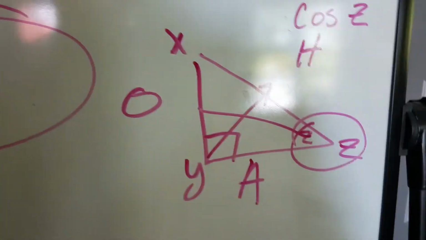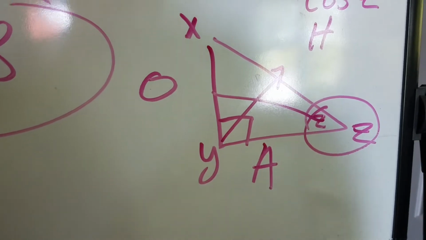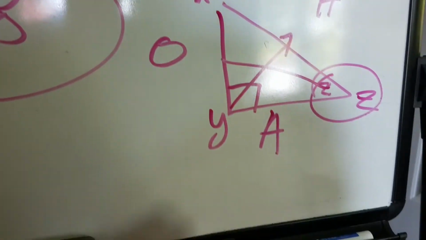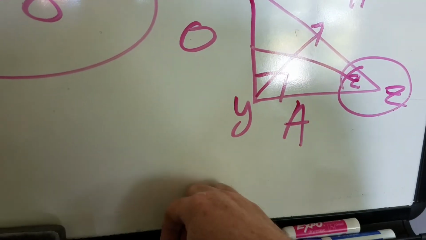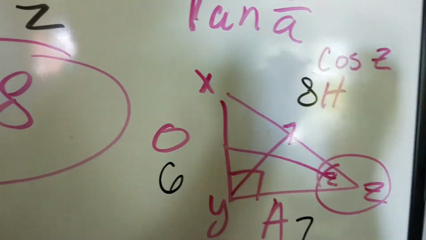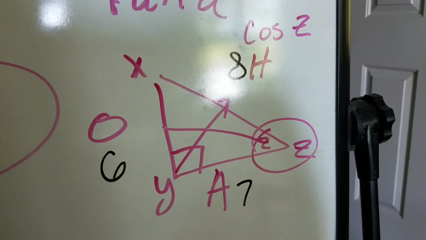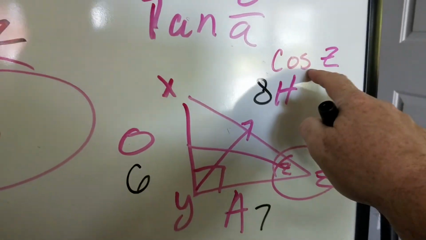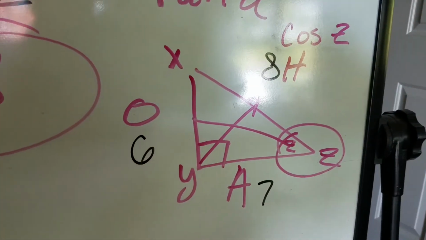Okay, I'm going to make up random numbers again. Let's go with 6, 7, 8. So here is 6. Once again, these are randomly generated from my brain. So we sit there and go, okay, they want us to find what? Cosine of Z. This is just an example problem.